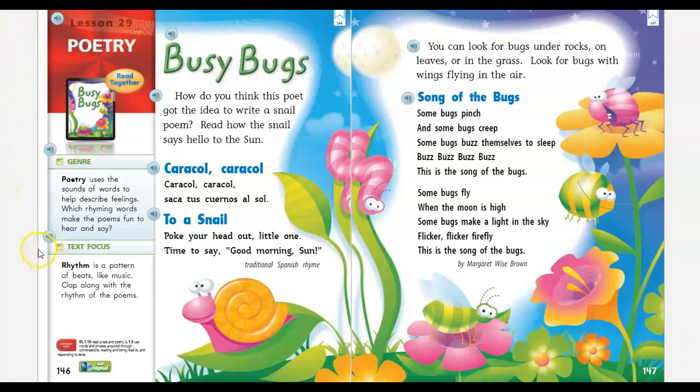Our text focus for our poems today will be rhythm. Rhythm is a pattern of beats, like music. Clap along with the rhythm of the poems. Today's poem is called Busy Bugs.